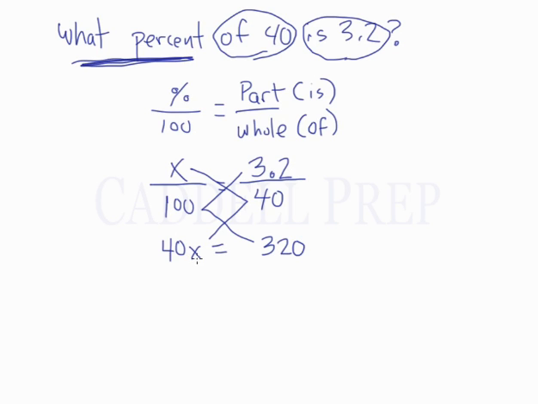Okay, now we have 40 times x. So to get x by itself, we have to do the inverse operation. So the opposite of multiplying would be to divide by 40. And if we do 320 divided by 40, we'll get 8. So our answer is 8%. And this makes sense because we had just looked at a different example where 8% of 40 is 3.2. So what percent of 40 is 3.2? 8%.